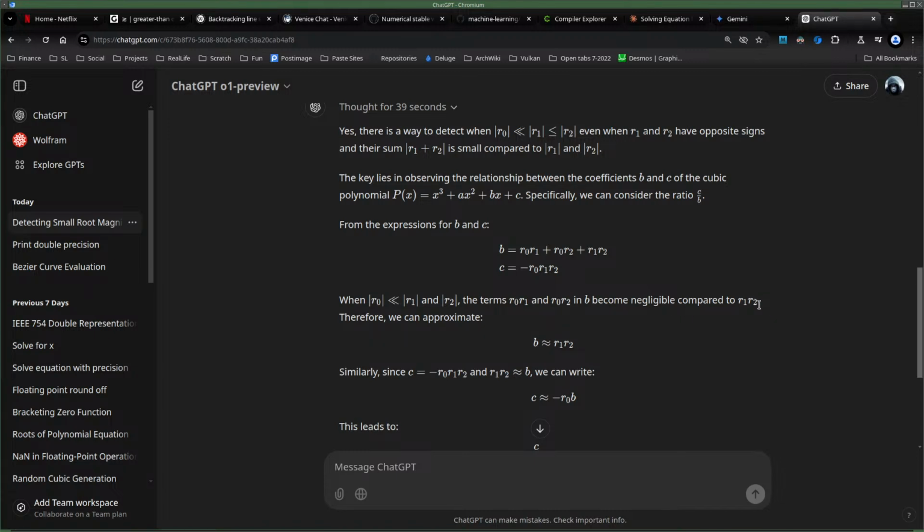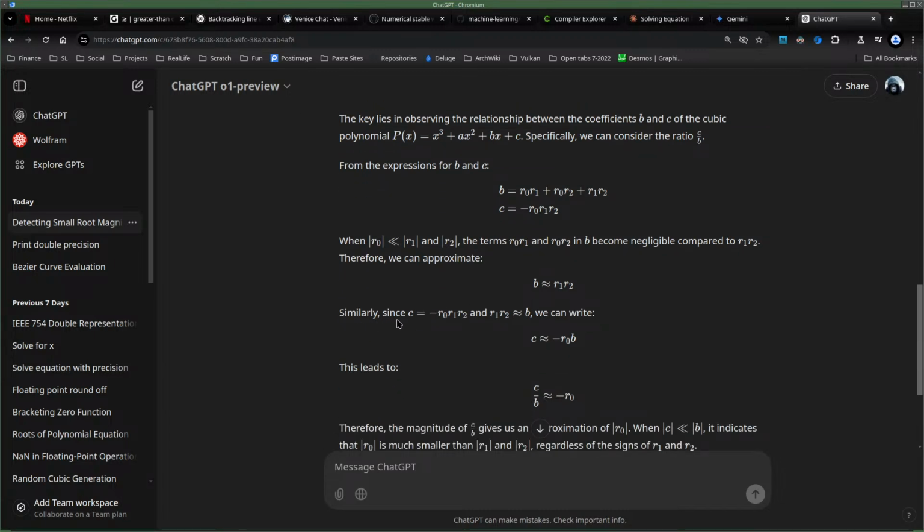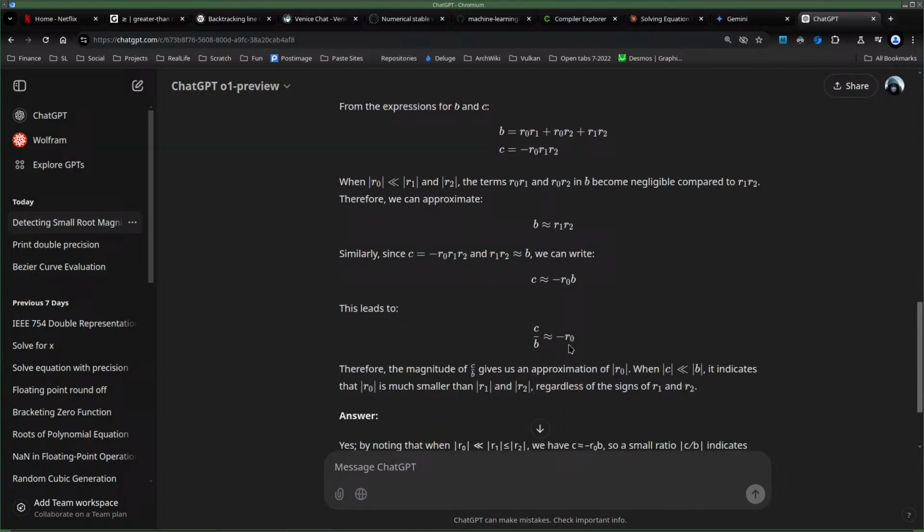When the absolute value of R0 is much less than that, the terms are negligible. Then we can approximate B. Similarly, since C equals minus R0 R1 R2, we can write this. This leads to the magnitude of c divided by b giving us an approximation of R0 when the absolute value of c is much less than the absolute value of b.